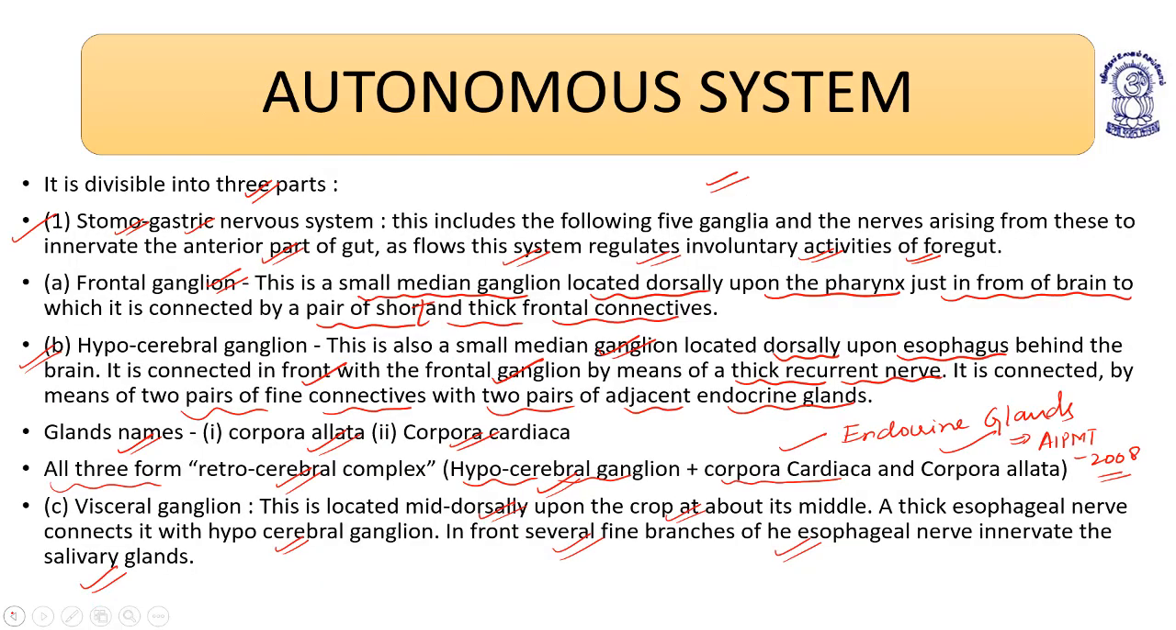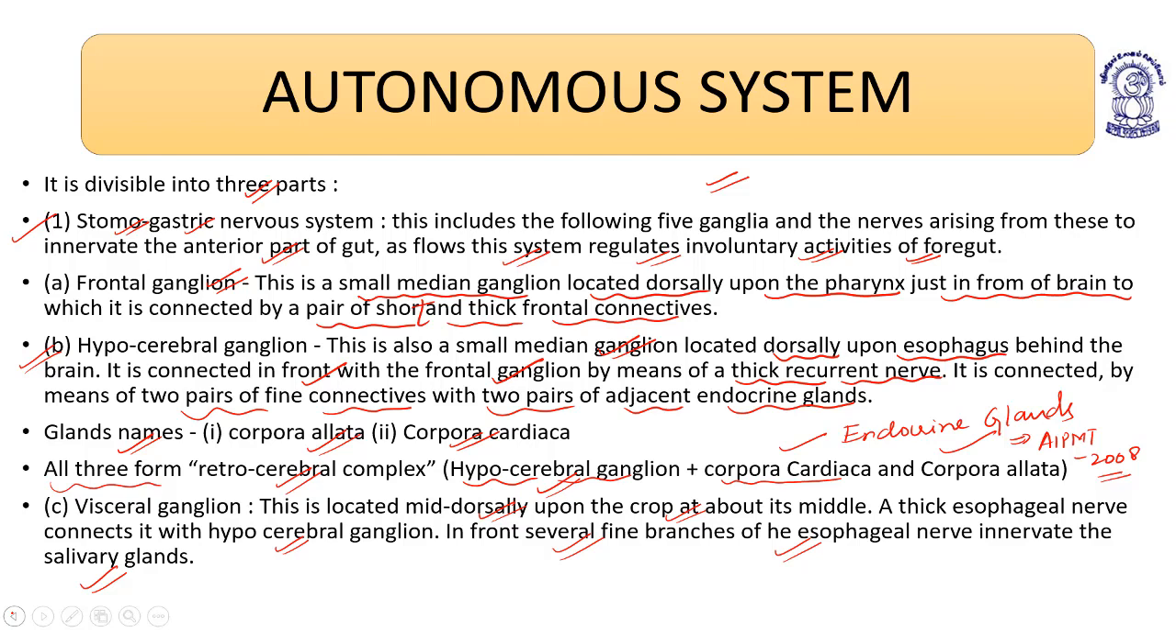The visceral ganglion is at the mid dorsal region, just near the crop region. It has a thick esophageal nerve. The thick esophageal nerve is in the visceral ganglion. The visceral nerve is in the proventricular ganglion. A thick esophageal nerve helps to connect the hypocerebral ganglion to the visceral ganglion. And in the front side, it has many branches, which help to innervate the salivary glands.